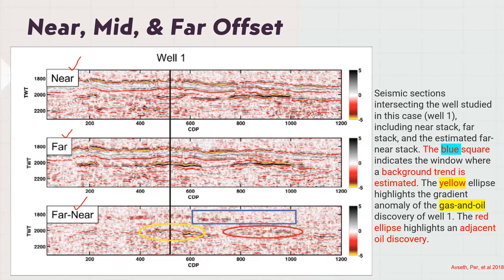And this one, which is already verified from the well, the yellow ellipse, shows the gradient anomaly of the gas and oil discovery of this well, which is well 1. And also this red one is shown here. This is the best indicator of the oil discovery as well. This one is not drilled, but it's a possible prospect for this area. That is also one of the applications normally used in the industry, and we are also going to use it in our course for prospect maturation.